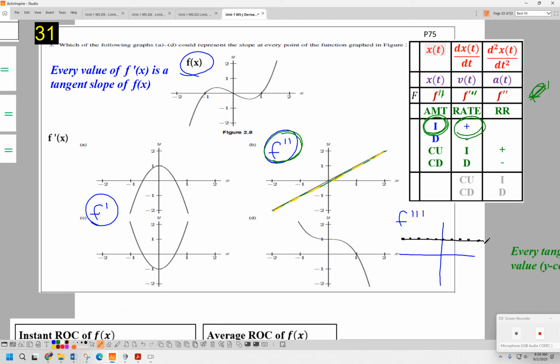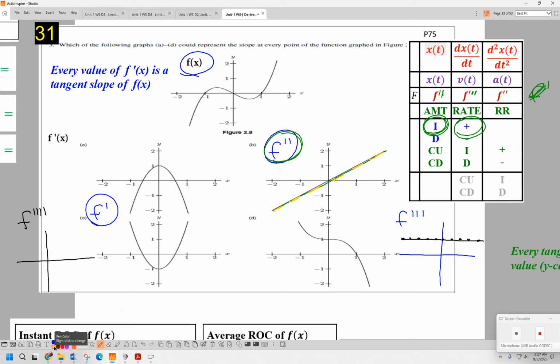Just check the room. Who knows what f quadruple prime would look like? Hands up. What would the graph of f quadruple prime look like? You're just translating slopes into y coordinates. That's all you're doing. So what would the graph of f triple prime look like? All hands. Not bad. Pretty good. Let's go, Eliza.